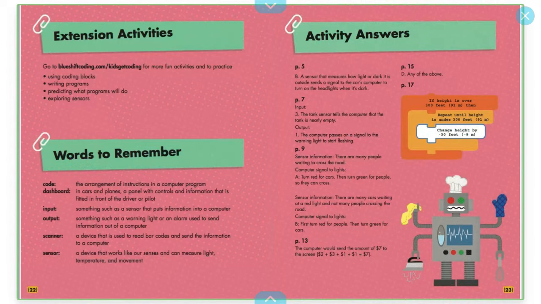Code, the arrangement of instructions in a computer program. Dashboards we see in cars and planes, and it's a panel with controls and information that is fitted in front of the driver or pilot. Input, something such as a sensor that puts information into a computer, and output is something such as a warning light or an alarm used to send information out of a computer. Scanner, a device that is used to read barcodes and send the information to a computer. Sensor, a device that works like our senses and can measure light, temperature, and movement.